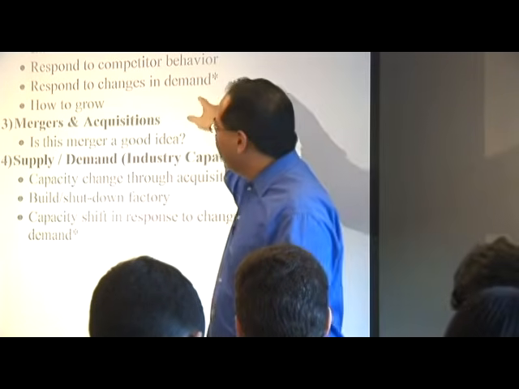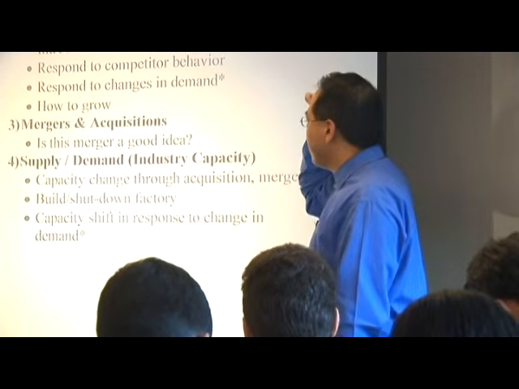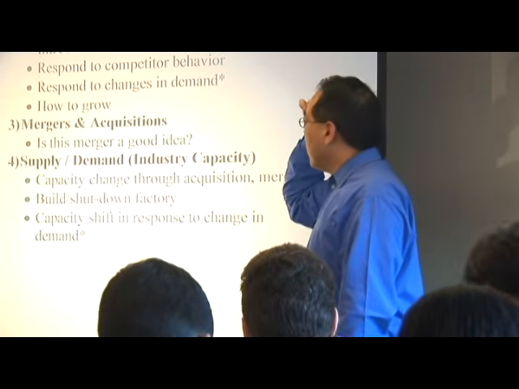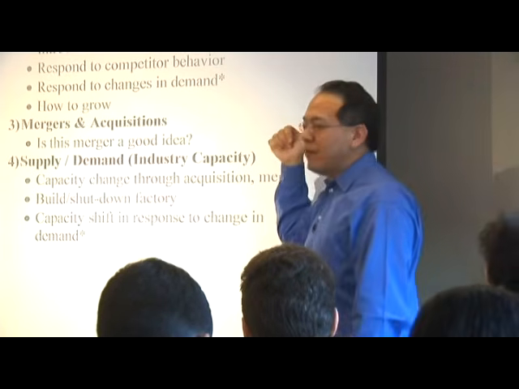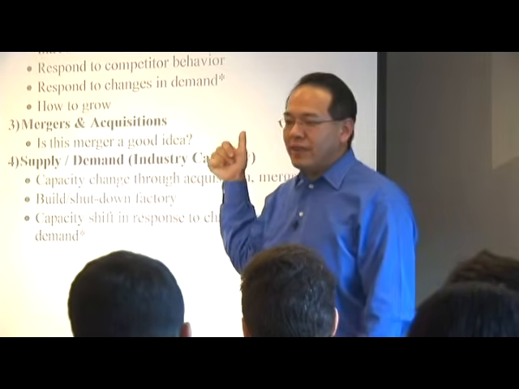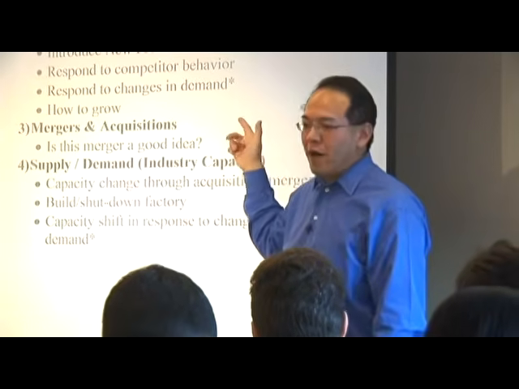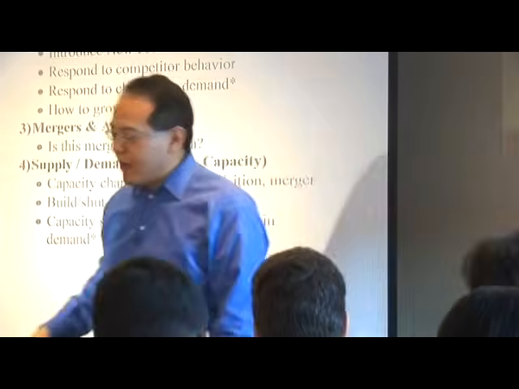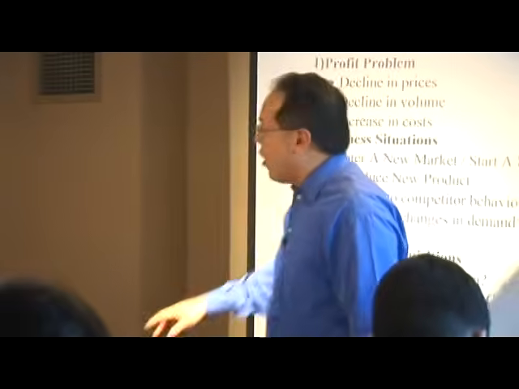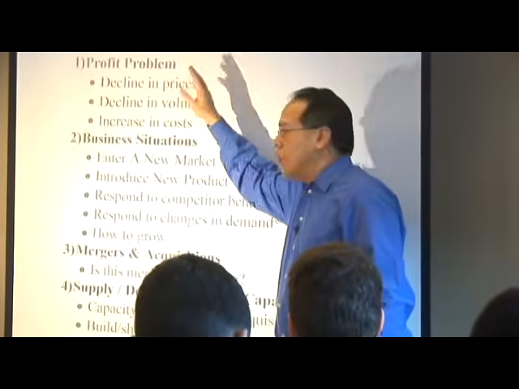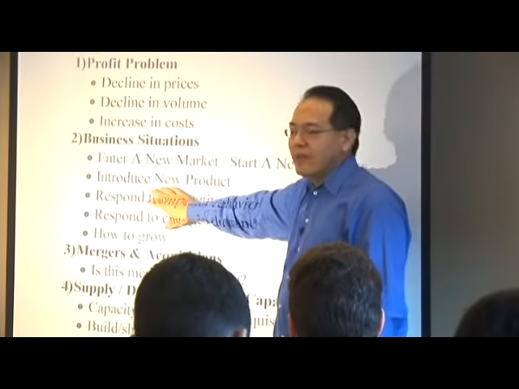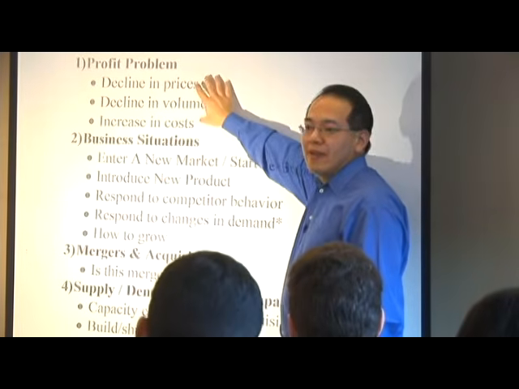They probably are listed in the order of frequency. So you probably see profit fairly often, business situation quite often as well. Oftentimes, cases will start off as a profit problem and then move right into a business situation. Okay? Because this is purely math, right?